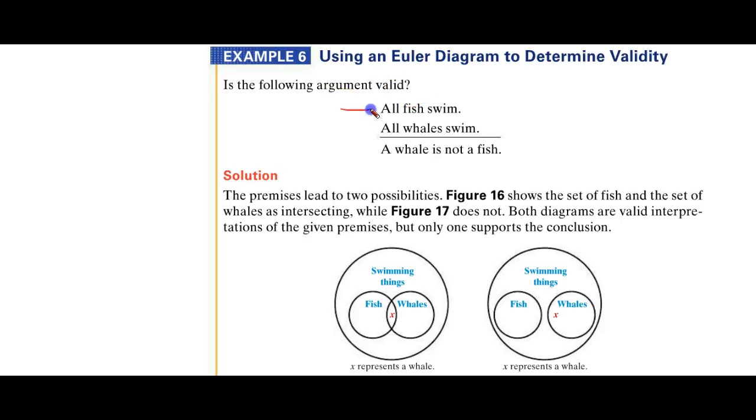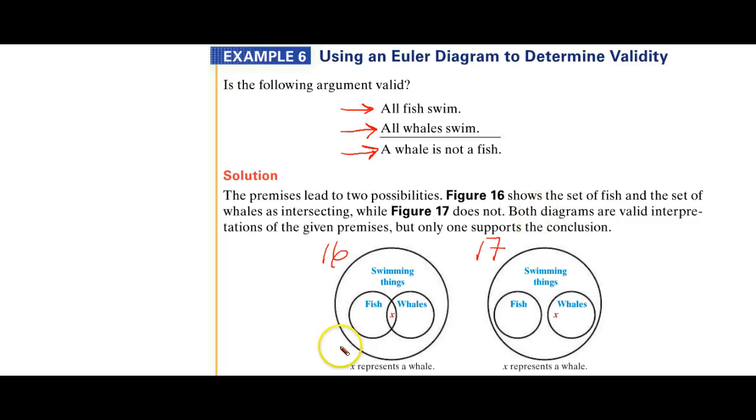All fish swim. All whales swim. A whale is not a fish. So the premises lead to two possibilities. This is figure 16 and this is figure 17.